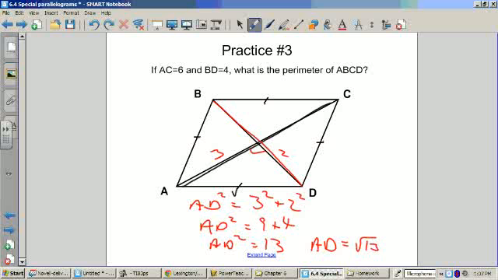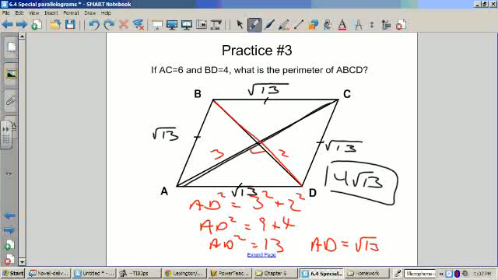So I know this bottom side is equal to the square root of 13. It's a rhombus, so all 4 sides have to be the same. AB is the square root of 13. BC is the square root of 13. CD is the square root of 13. To find the perimeter, I add them up. Square root of 13 plus the square root of 13 plus the square root of 13 plus the square root of 13 is equal to 4 times the square root of 13. The perimeter of ABCD is 4 times the square root of 13.